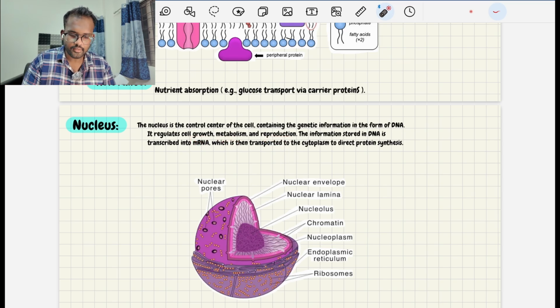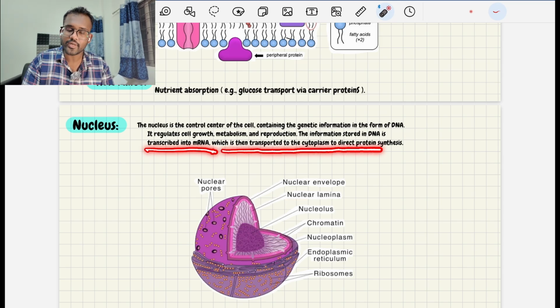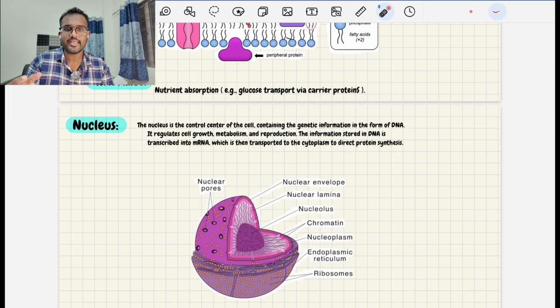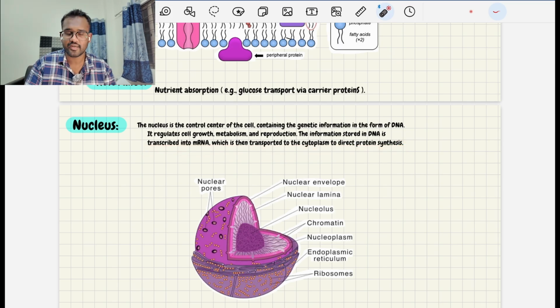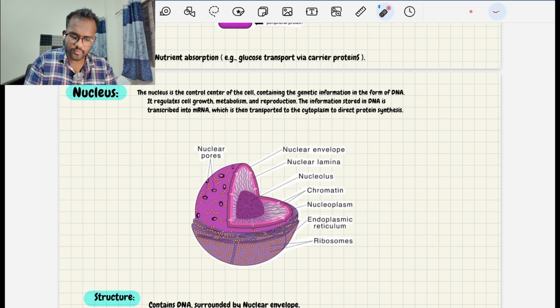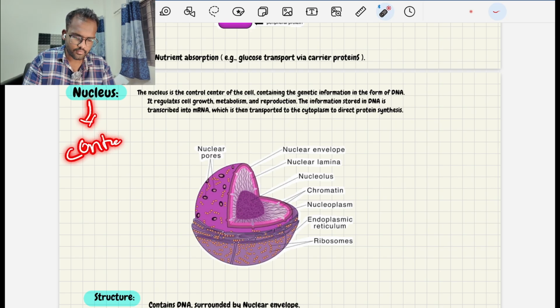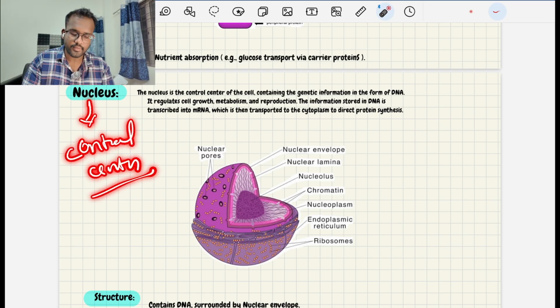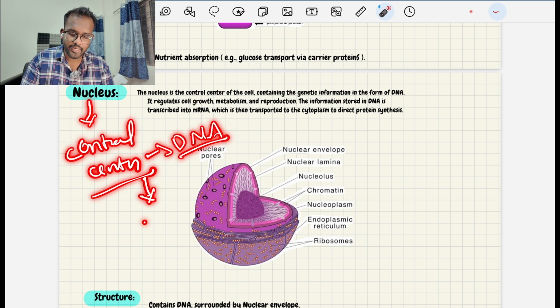It carries genetic material, and the information stored in DNA is transcribed into mRNA, which is messenger RNA, which is then transported to the cytoplasm to direct protein synthesis. So the DNA information is carried in the form of mRNA, and later the mRNA is transferred to the cytoplasm to direct protein synthesis. That's how the genetic material is transported. Here you have to remember the nucleus is the control center of the cell, it carries DNA, the genetic material, and it is covered by the nuclear envelope.